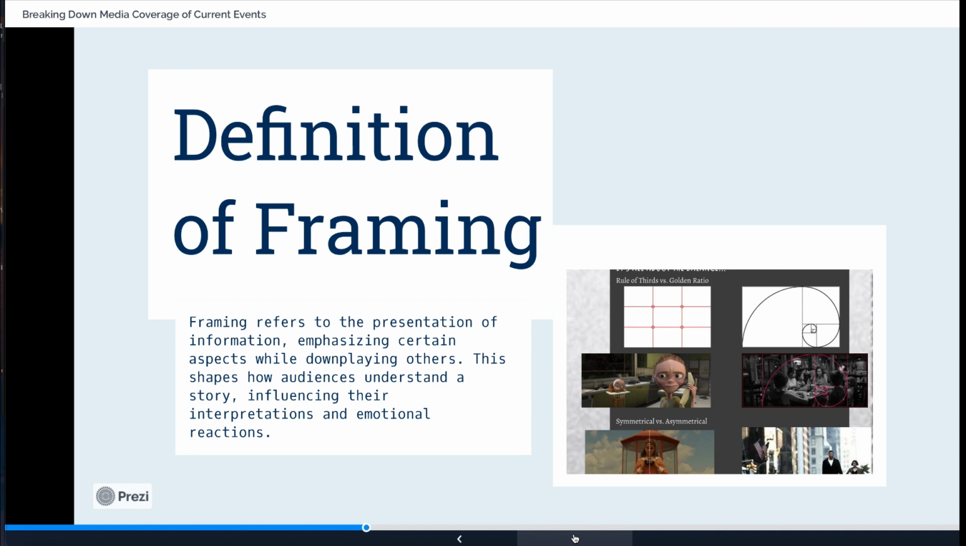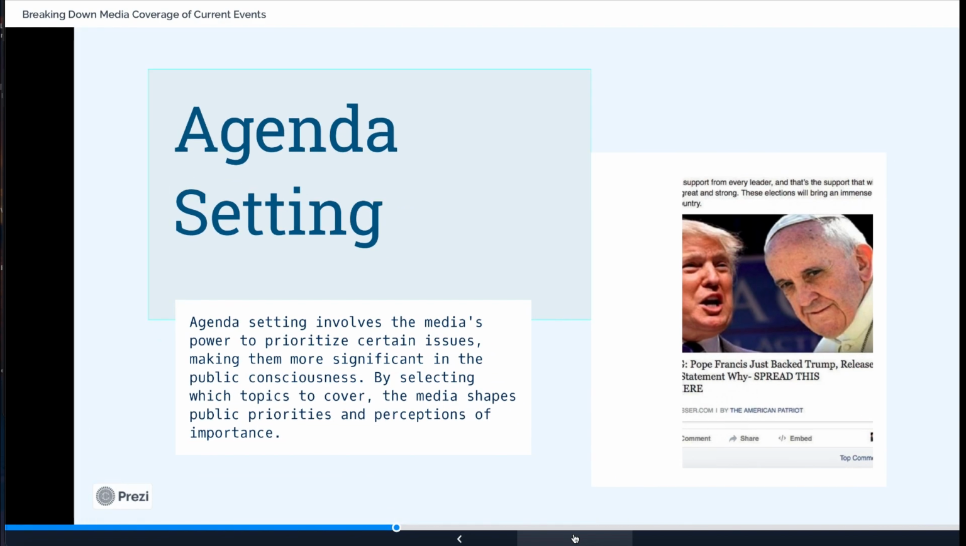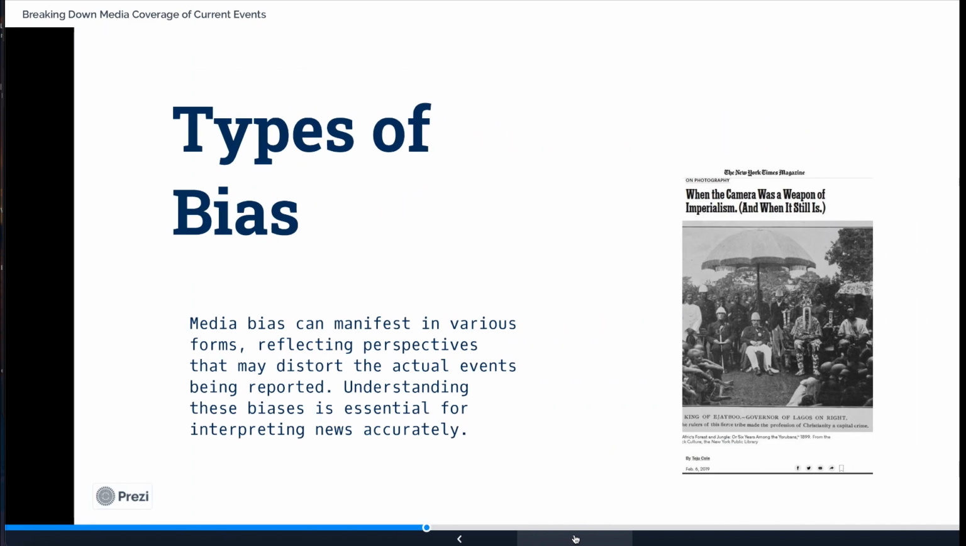Agenda setting. Agenda setting involves the media's power to prioritize certain issues, making them more significant in the public consciousness. By selecting which topics to cover, the media shapes public priorities and perceptions of importance. Types of bias. Media bias can manifest in various forms, reflecting perspectives that may distort the actual events being reported. Understanding this bias is essential for interpreting news accurately.